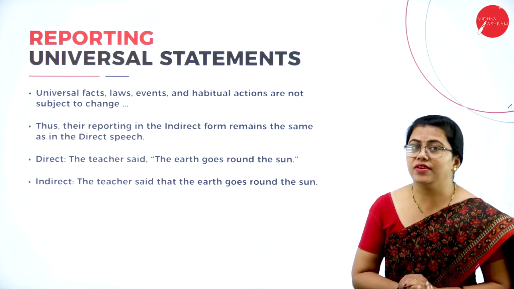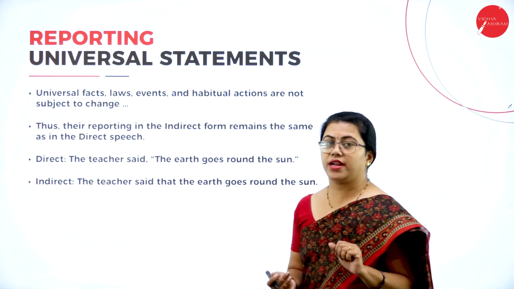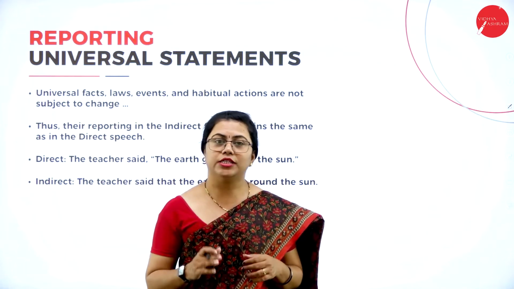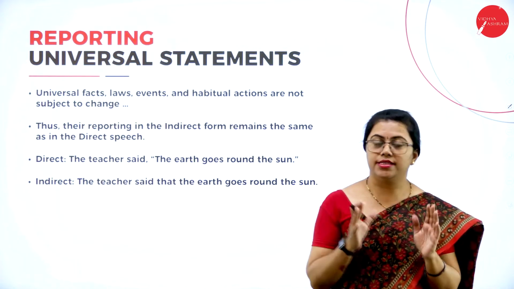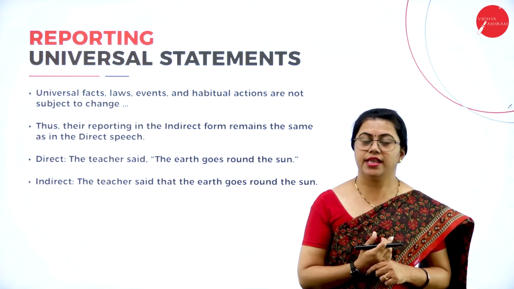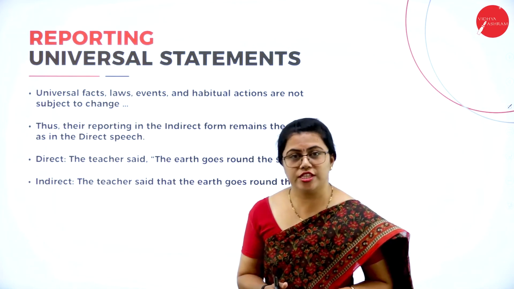Fine. So whenever you are reporting some universal facts, what is a universal fact? Some statement that is true always. That is called a universal fact. For example, the sun is the center of the solar system. The Earth goes around the sun, isn't it? That is always true. Cats drink milk. That is always true.